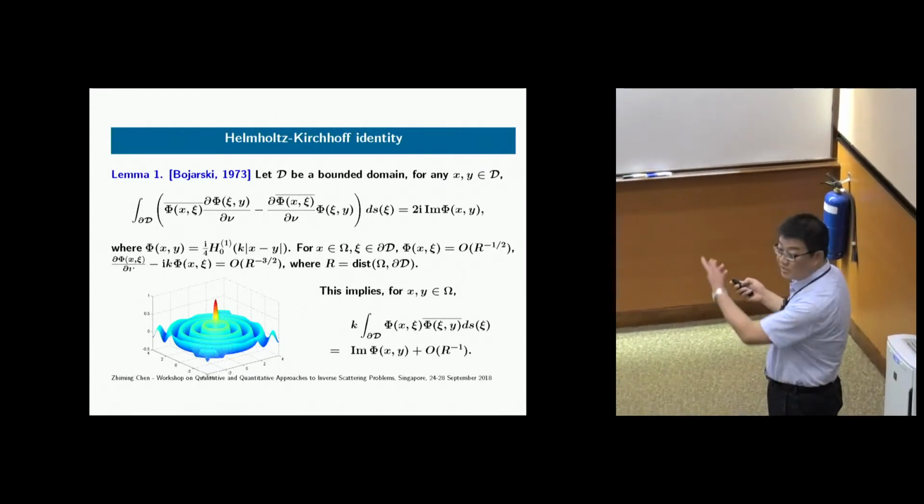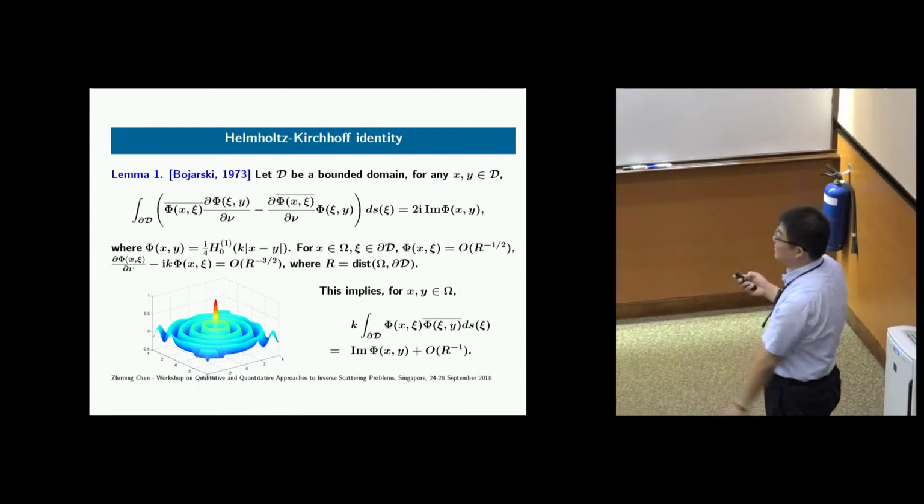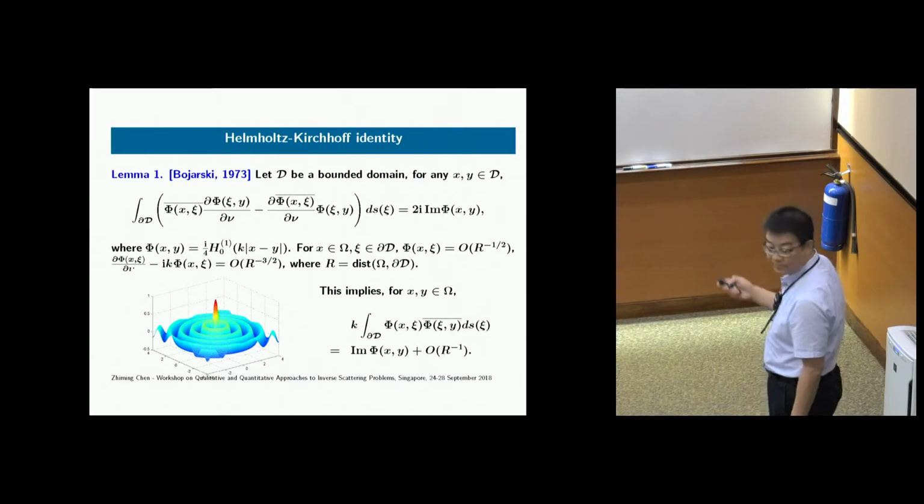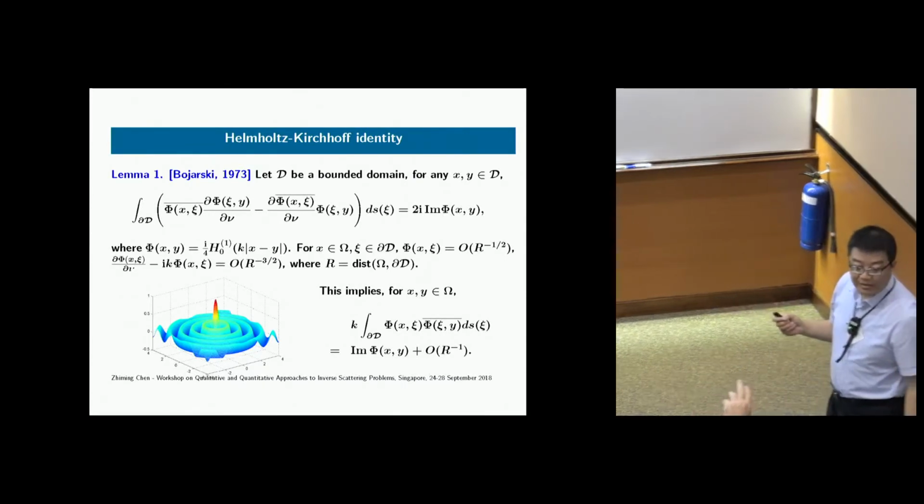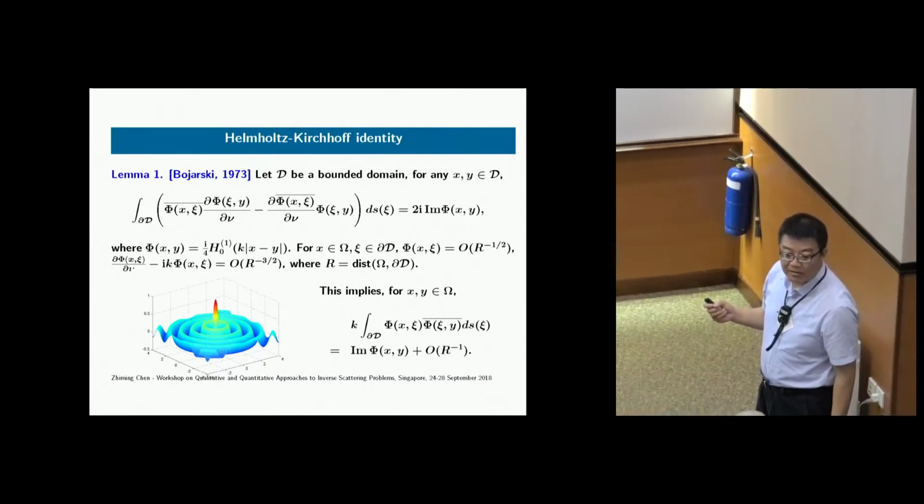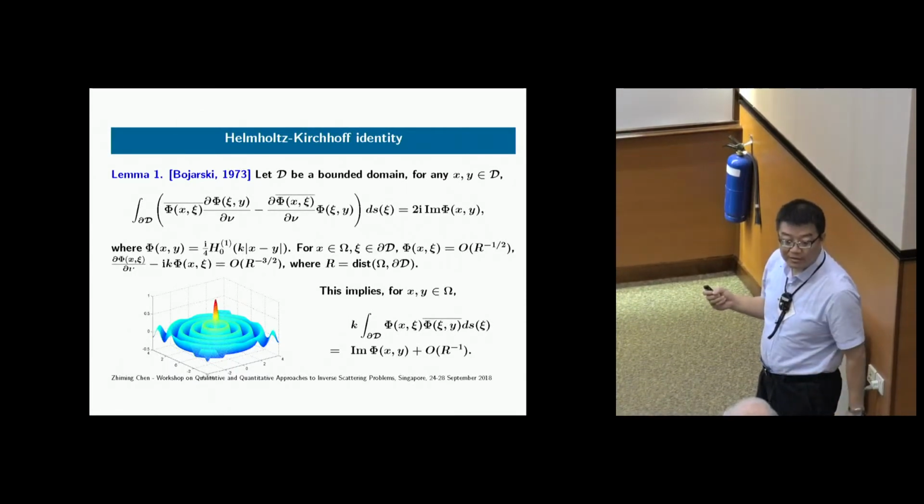This is also the idea behind all the small inclusion methods. Excuse me, even if the boundary on which you calculate is far away from your inclusion? That's true, this is under the assumption. It still can be far away?